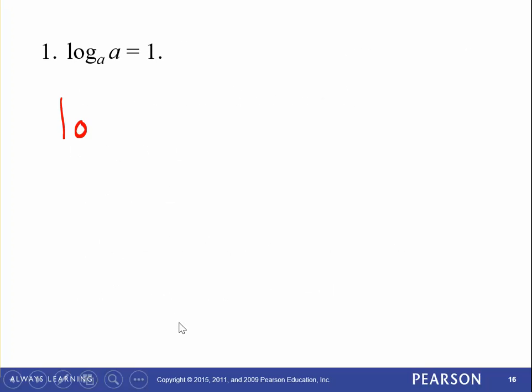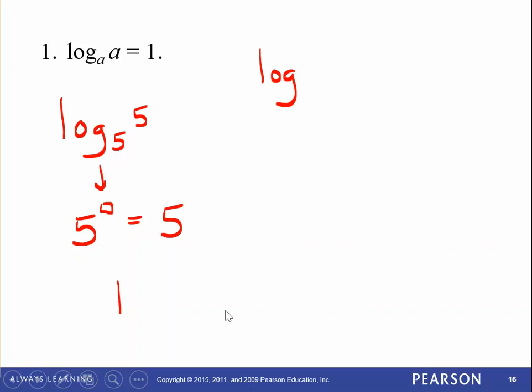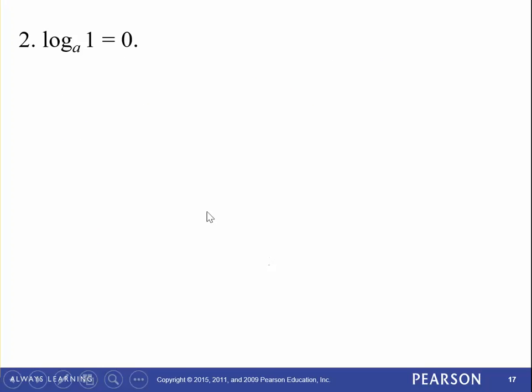So for number 1, how about log base 5 of 5? The whole question is this: what exponent do you put on 5 in order to give you 5? So if you translate it to exponential form, it looks like this. And of course, it's going to be just 1. That value has to be 1. So if you go like this, log base 7 of 7, that's 1. In fact, log of any base, taking the log of that same number, is always going to be equal to 1.